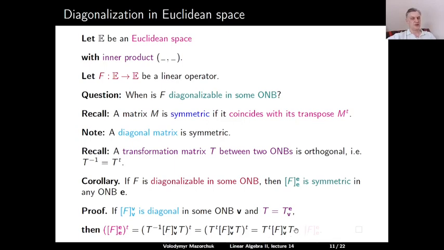And this coincides with the matrix of F in the basis E by the base change formula and orthogonality of T. So the transpose of the matrix of F in E is equal to the matrix of F in E. So the matrix of F in E is symmetric. So if we have an operator which is diagonalizable in some orthonormal basis, then its matrix is symmetric in any orthonormal basis.